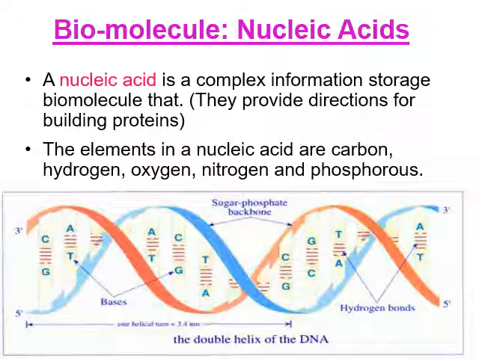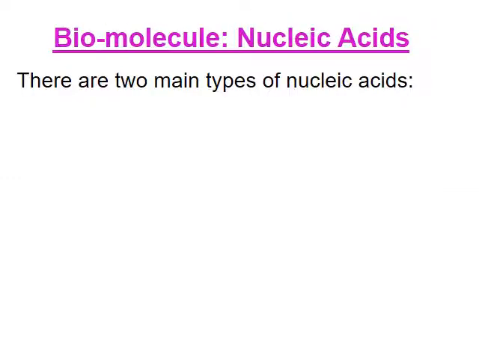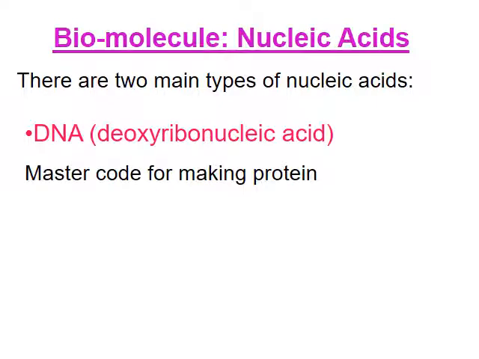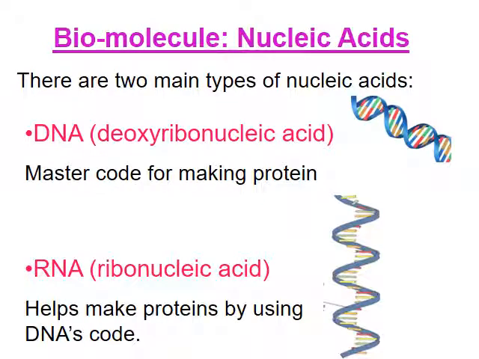The last biomolecule that we're going to look at is the nucleic acid. A nucleic acid is a complex information storage biomolecule that provides the directions for building proteins. Yes, this includes your DNA. There are two main types of nucleic acids. The first is deoxyribonucleic acid, or DNA. This is the master code for making proteins, which is all your genetic information. Then you have the RNA, which is your ribonucleic acid. RNA plays a part and helps make proteins by using the DNA's code.